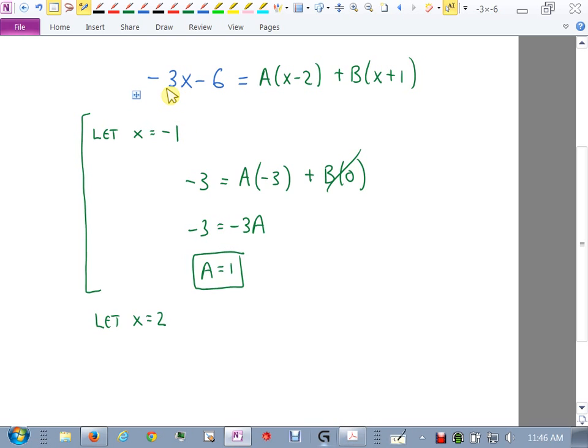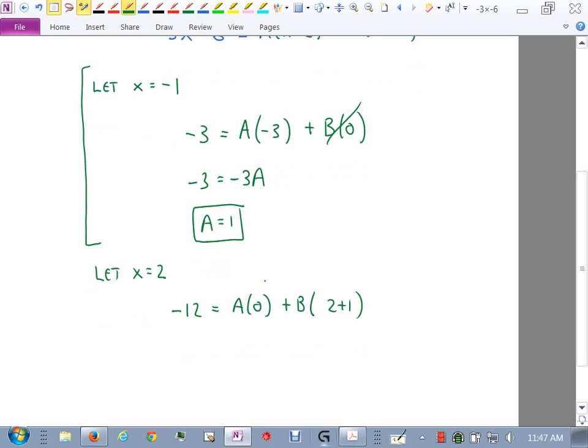What do I get if I plug 2 in right here? Negative 6, negative 12, and then A, I know that's going to be a 0 in there, plus B times 2 plus 1. So 3. That's gone. So negative 12 equals 3B. So B is negative 4. And that's it. That's what I wanted, right? What's A? What's B?